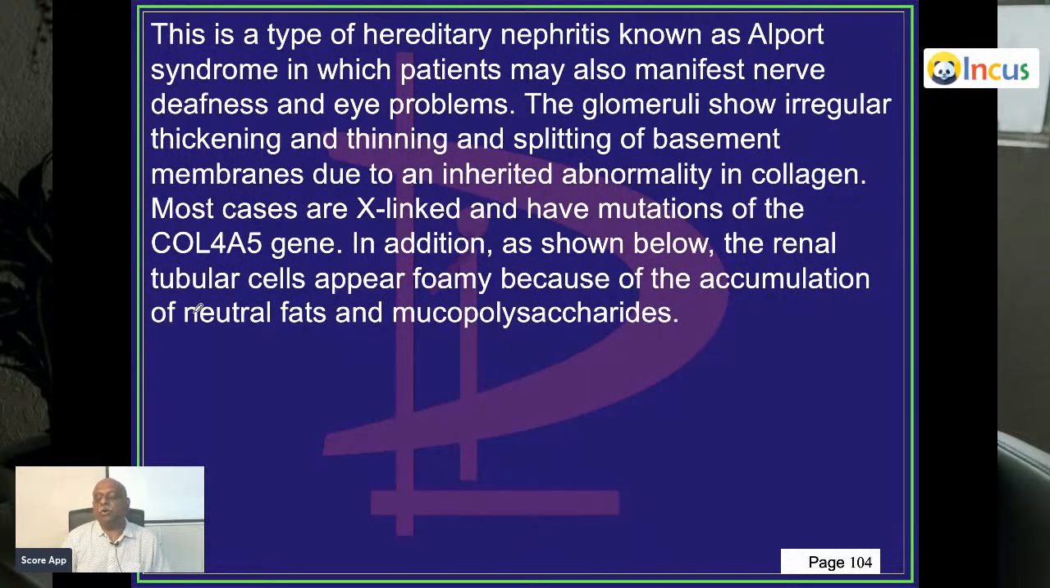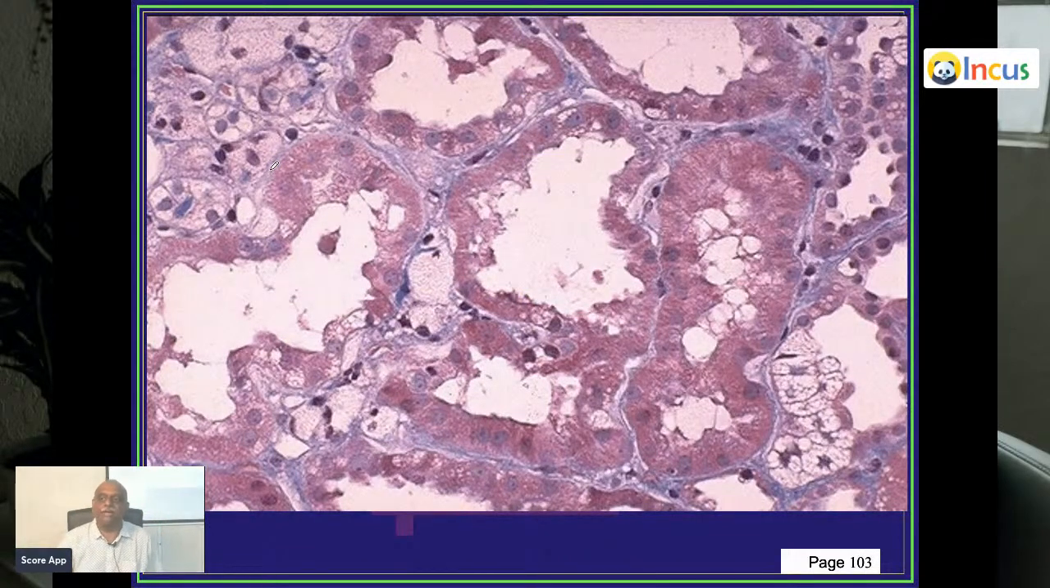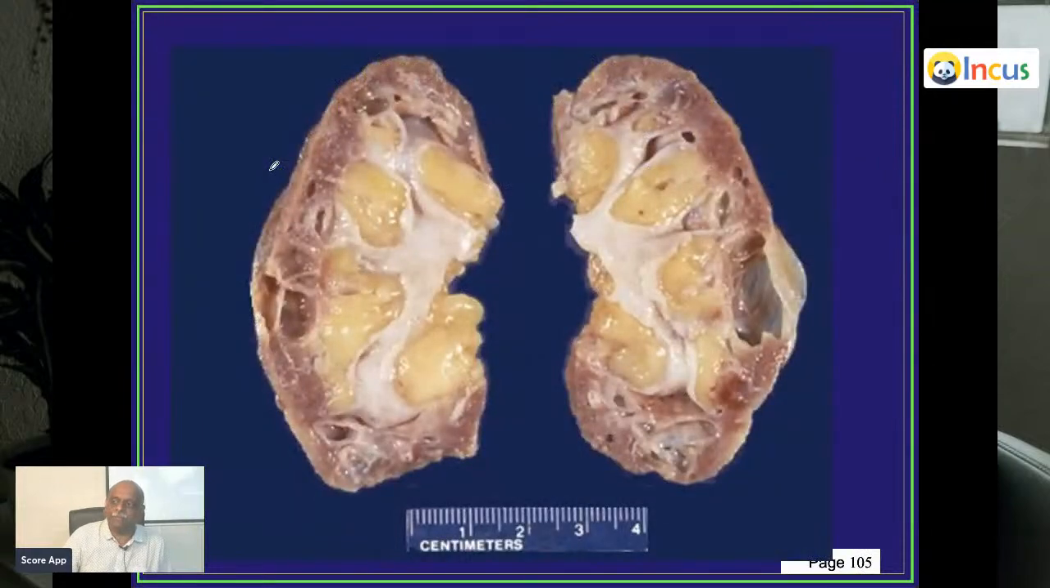What is meant by Alport syndrome? In this, typically there's a problem with collagen. It is an X-linked dominant condition. Very few conditions are X-linked dominant. In this, the tubular cells become foamy because of the accumulation of fats. So, Alport is a hereditary nephritis where deafness, eye problems, glomeruli show irregular thickening, thinning, and splitting of the basement membrane is what you typically see in case of Alport syndrome.